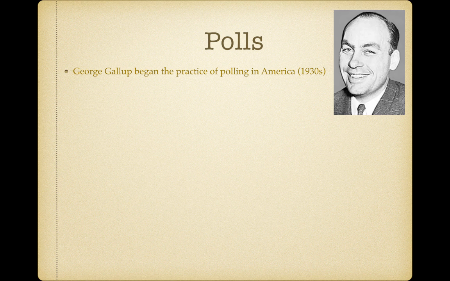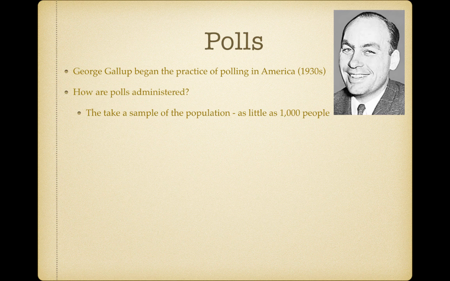Okay, let's talk about this dude, George Gallup. He really began the practice of polling in America during the 1930s, during the Great Depression. So how are polls administered? They take a sample of the population, and in some cases as little as 1,000 people, then they project those numbers out to the nation as a whole.